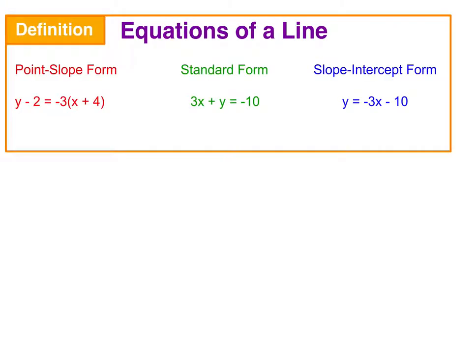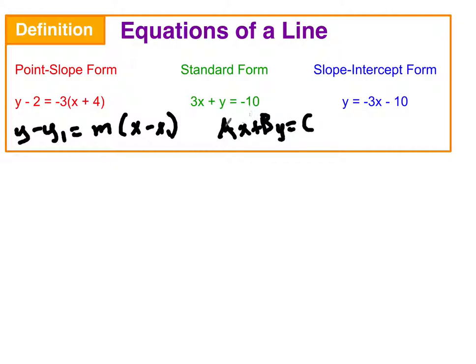Alright, so here are the different equations of a line that we have so far. We have point-slope form, where you have y minus y1 is equal to m times x minus x1. You have standard form, where both variables are on the same side of the equation. And you have slope-intercept form. Like I said before, these are really useful for different things. Standard form is useful for real-world type problems. Slope-intercept form is really useful for graphing because you can see the slope and the y-intercept immediately.